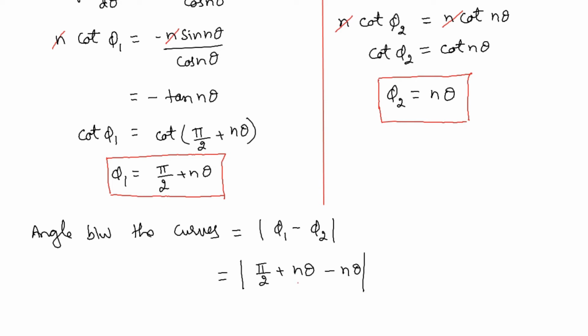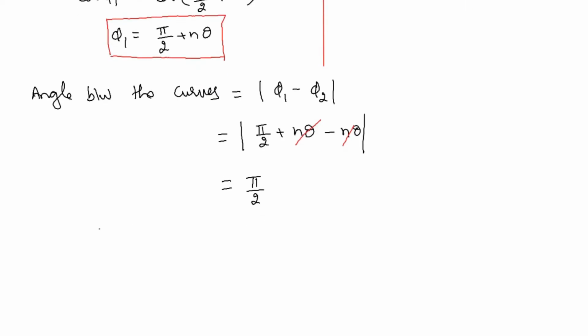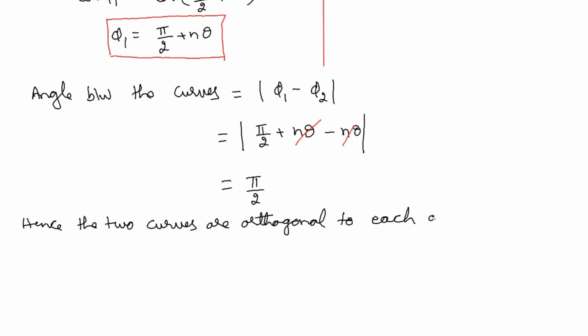We see that the value of plus n theta and minus n theta will cancel out. We are left with only pi by 2, 90 degrees, which means that the two curves are orthogonal to each other. Hence, the two curves are orthogonal to each other. So that's the required solution. Let us move on to the next question.